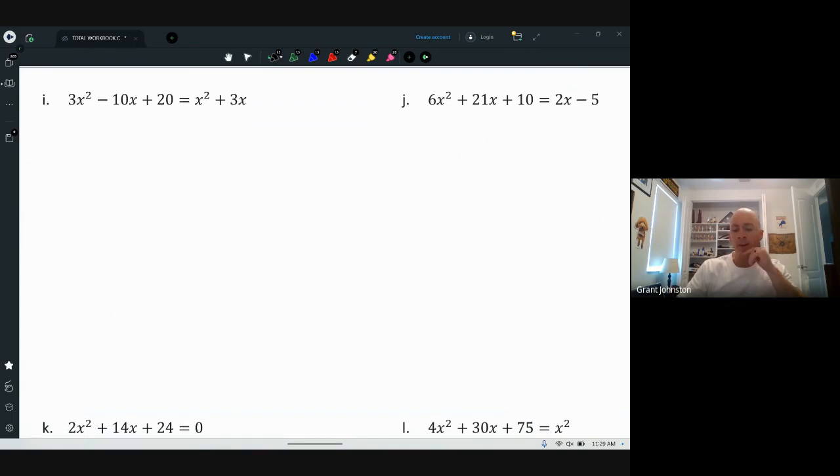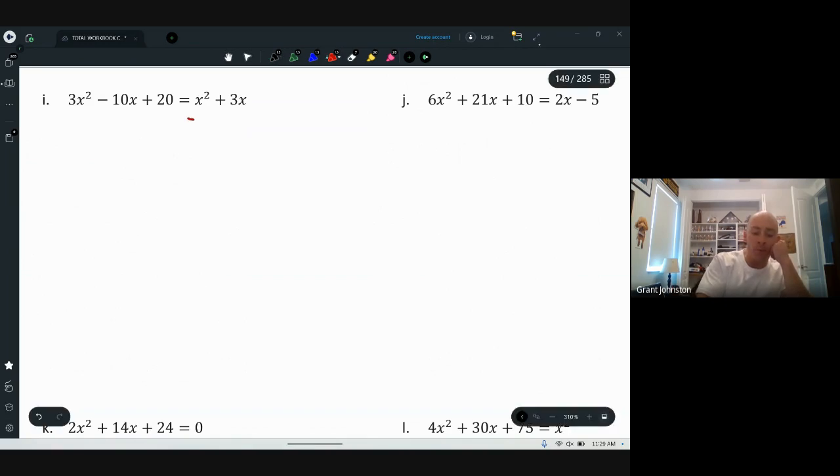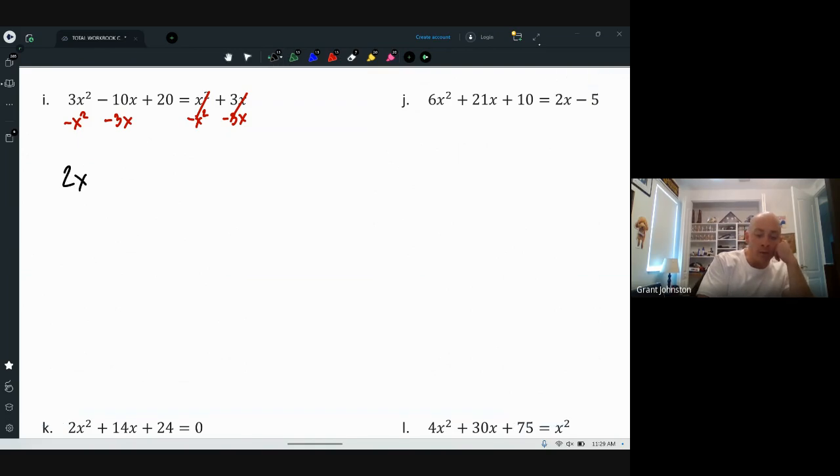Okay, you have to set it equal to 0. So I would subtract the x squared. I'll show it. I would go minus x squared, put it underneath there. And you'd go minus 3x. Got to get rid of those, and I'd put it underneath there. So 3x squared minus 1x squared is 2x squared. -10x minus 3x, -13x. Still have my plus 20 equals 0. Set equal to 0, good. Now I'm going to factor it.